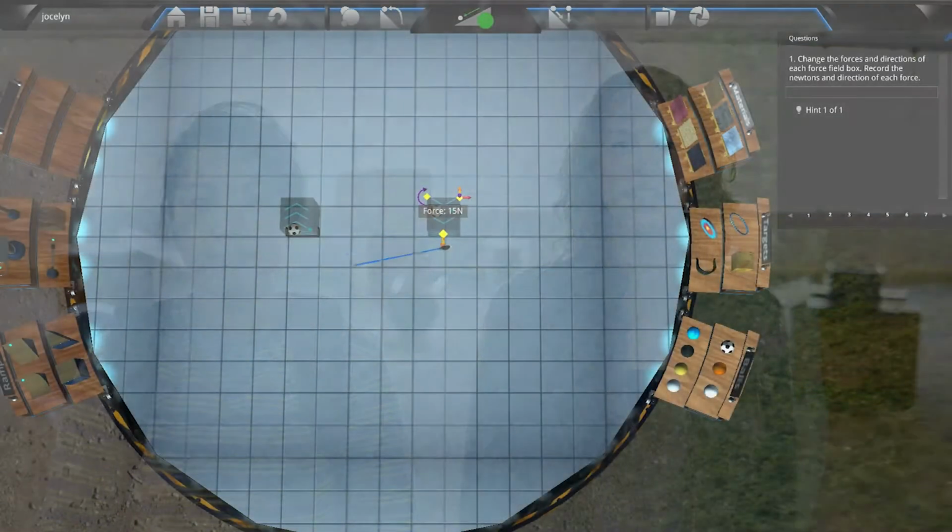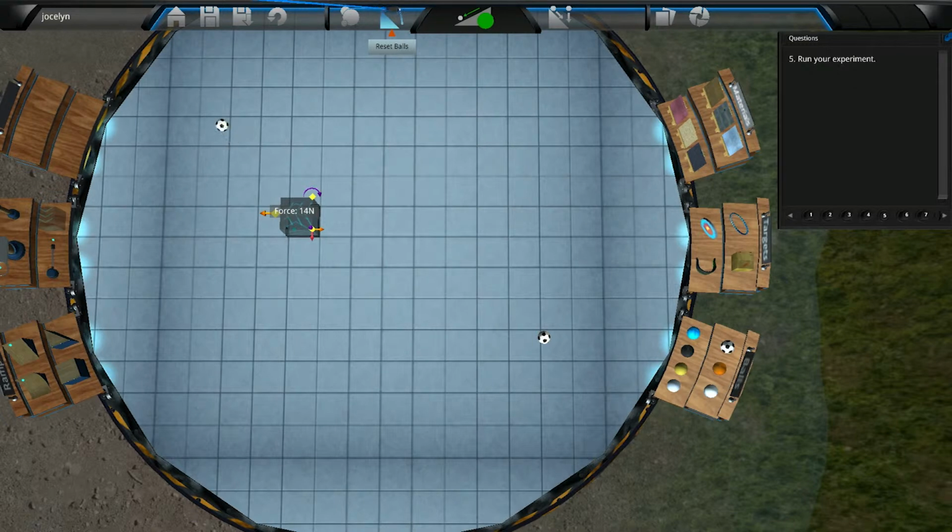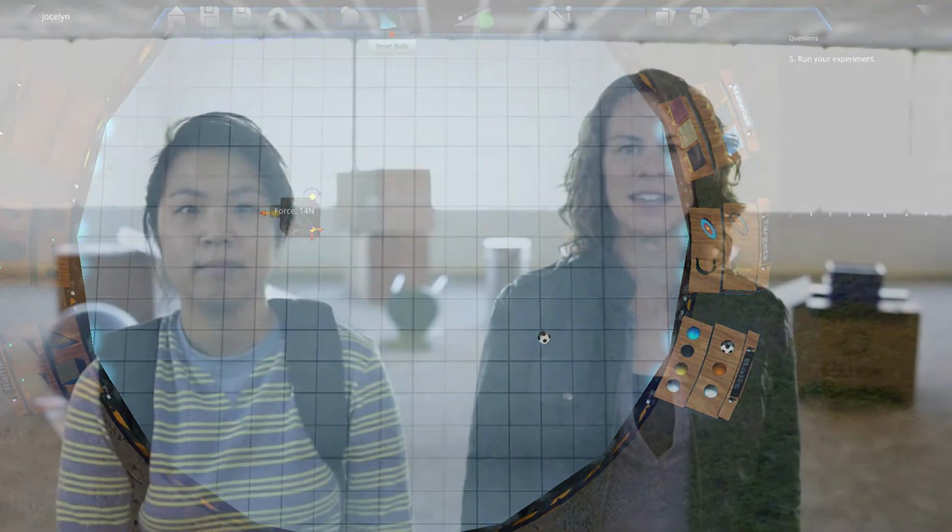Okay. In this activity, students will conduct a series of experiments which prompt them to combine force fields with different directions and force values. They will observe the motion of the ball placed in the force fields and discover that an object moves as the result of the sum of the forces acting on it.